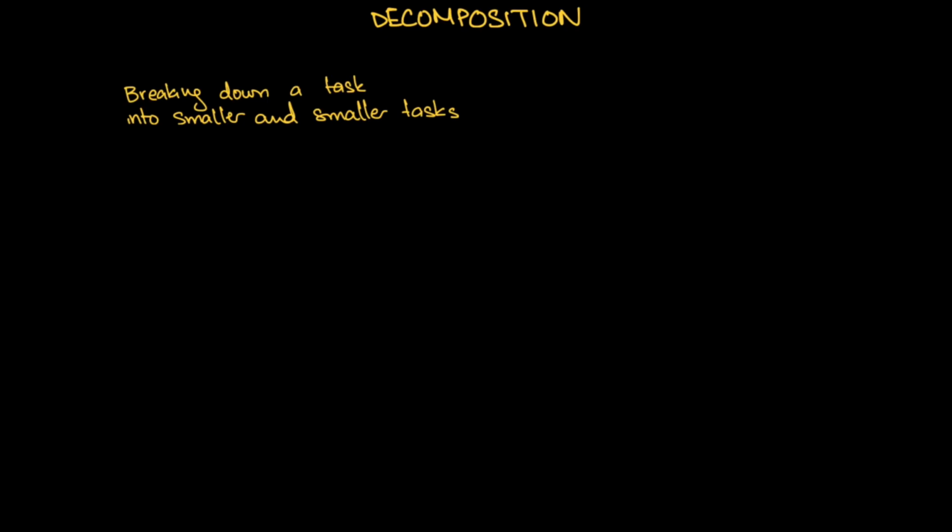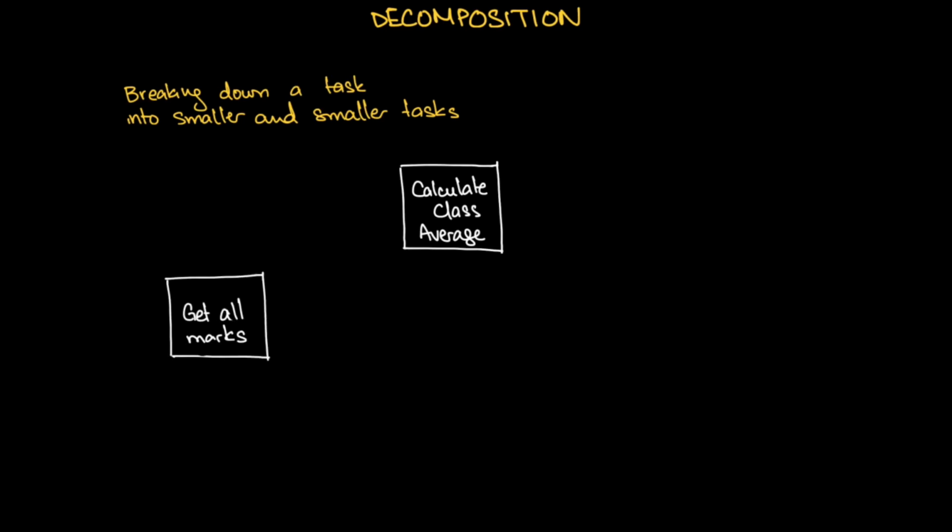So let's go with an example. Let's say we had a task and that was to calculate a class average. Now, this is a pretty decent sized task. There's a lot of stuff that goes into it. So for example, to be able to calculate this class average, we would need to get all the marks from the students. So this basically becomes a subtask of calculating a class average.